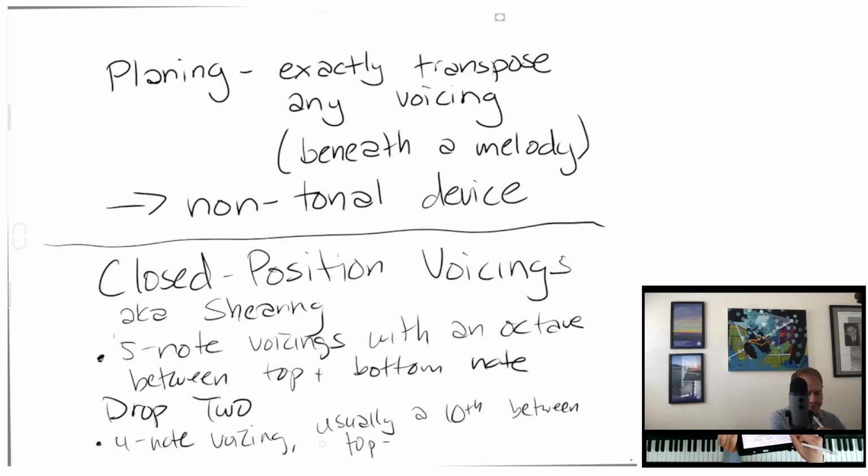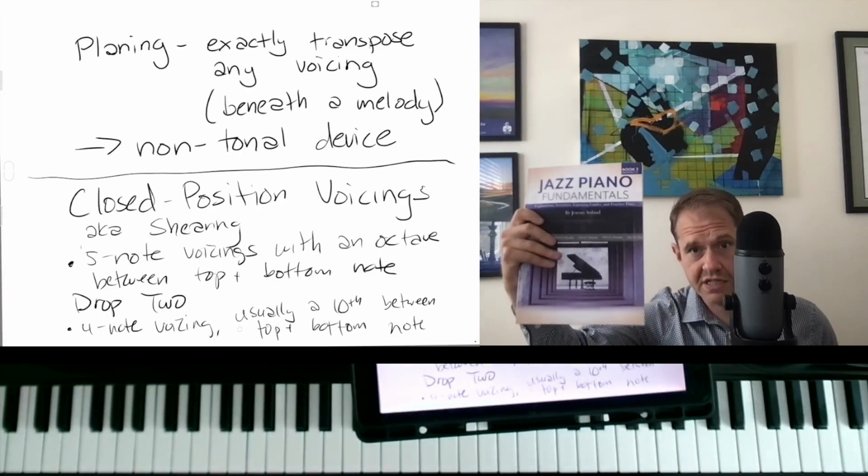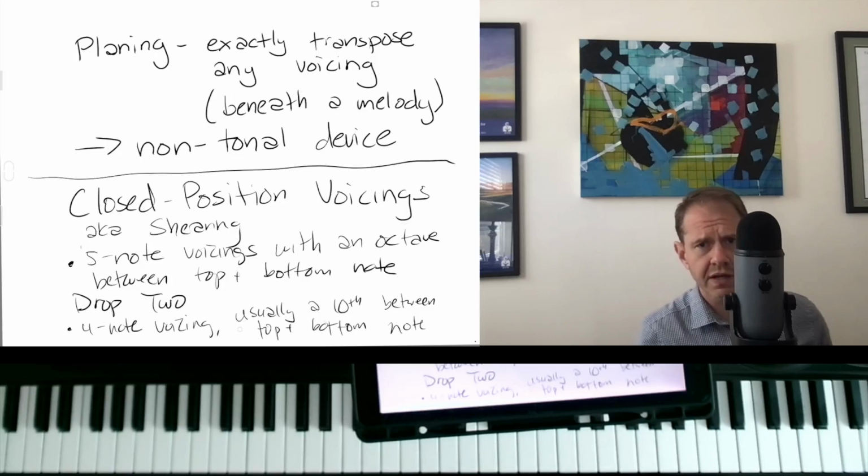What these three things have in common is that they're all harmonizing a melody. We're starting with a melody and then forming something beneath it, but the way we do this is very different. And by the way, if you're really interested in getting into closed position and drop two in detail, Jazz Piano Fundamentals Book 2 has all that information. There are two chapters about closed position voicing and one chapter about drop two, going through it step by step. I'll give you the overview here, but if you want to delve deep, I'd recommend checking that out.